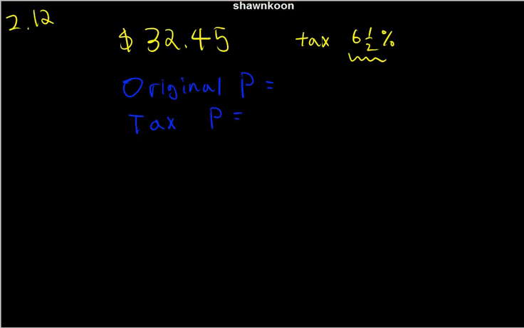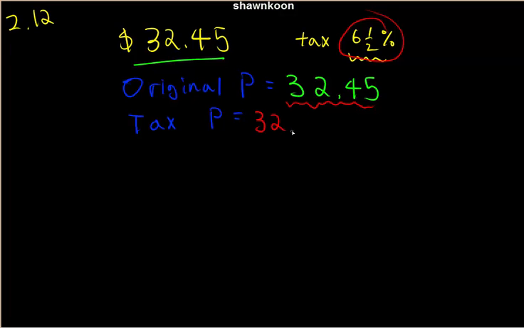So the original price is just this, isn't it? Because that's just the plain price that we got. And to find the tax price, we multiply this number by our tax rate. So we multiply this 32.45 by 6.5%. By the way, we can rewrite the 6.5 as 6.5%, because half is 0.5, right? So we can just rewrite it as that.